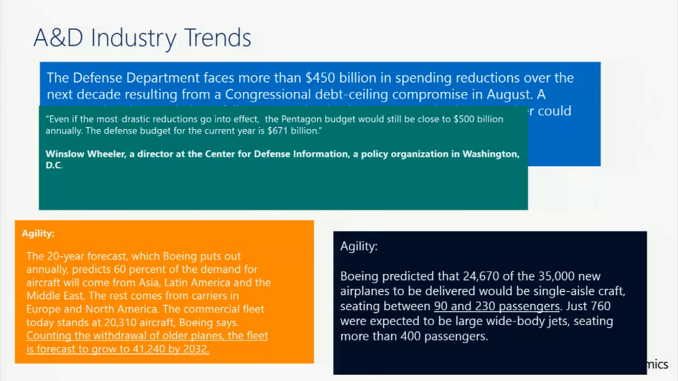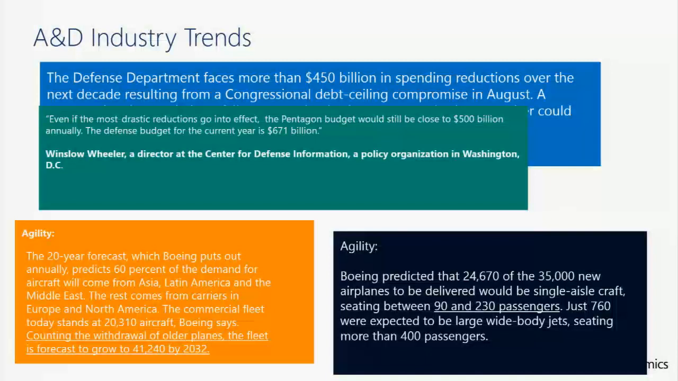Boeing predicted 24,000 of the 35,000 new airplanes will be smaller, lighter, more fuel-efficient planes. Only 760 are the big Airbus, Boeing 777 type planes. If you did not have agile systems to allow you to change the way you make airplanes and the way you design airplanes, and now make smaller planes but more of them, you'd be stuck. You'd be re-engineering, looking out in the market for new systems.